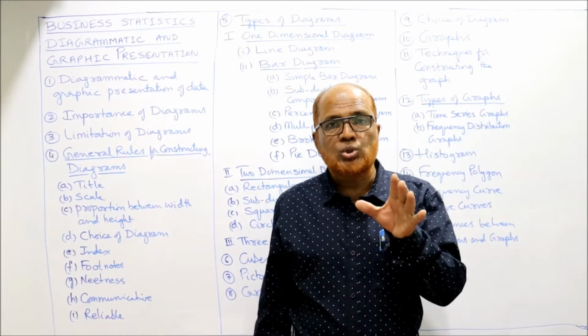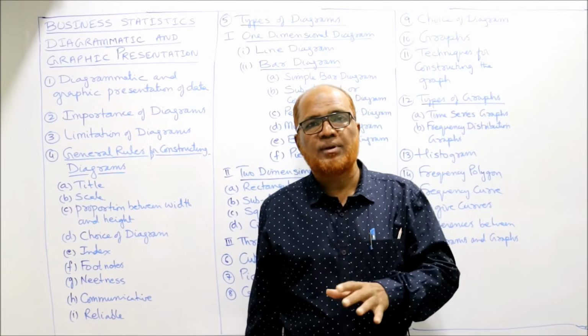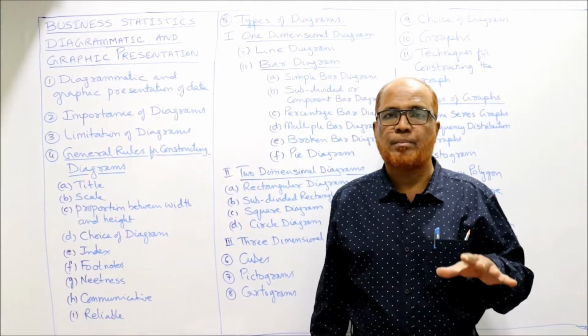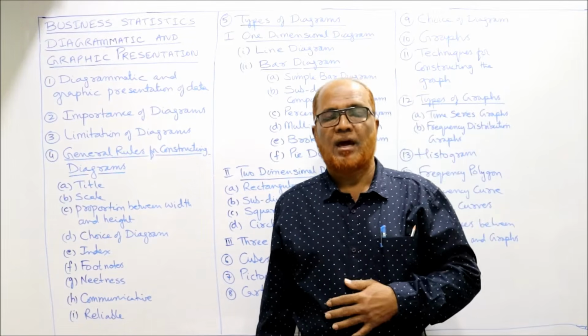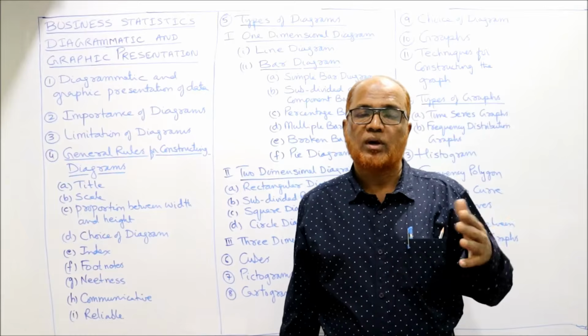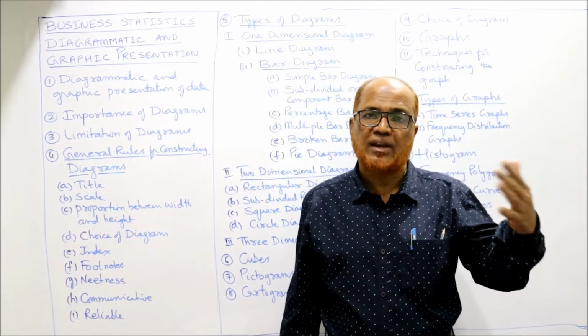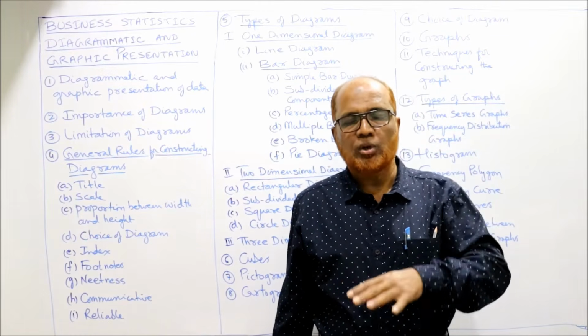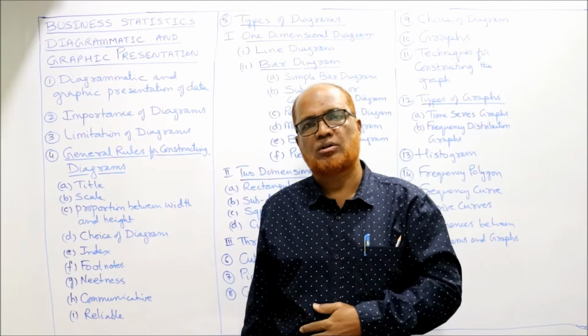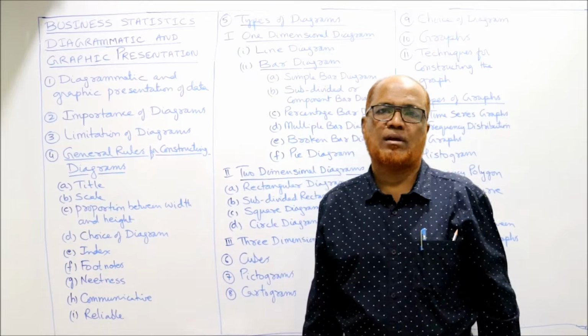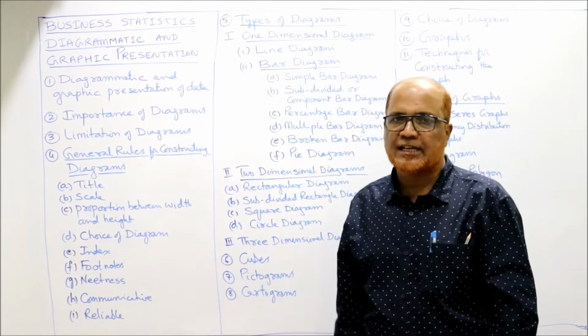So a person has to choose which diagram will be suitable for his purpose, keeping in mind the nature of the data and what type of people are referring to this diagram. So keeping a number of points under consideration, we have to choose which diagram is suitable for our purpose. Then index.